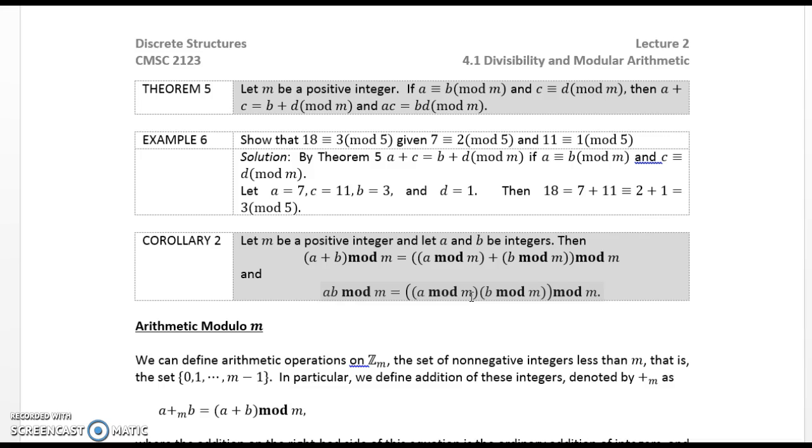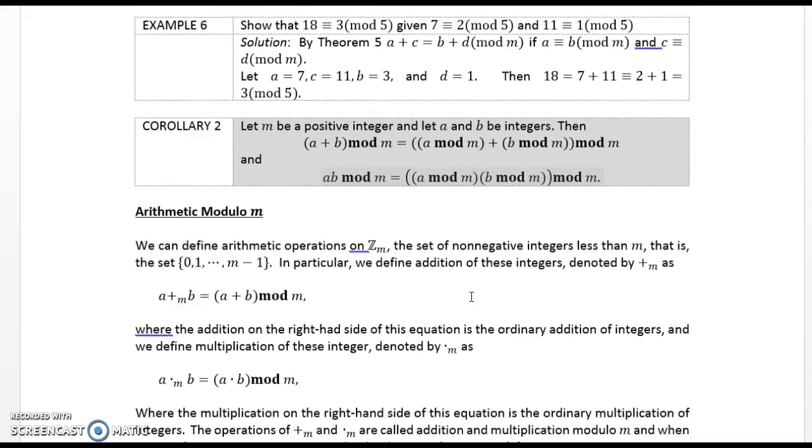Solution. By Theorem 5, a plus c is congruent to b plus d mod m if a is congruent to b mod m and c is congruent to d mod m. Let a equal 7, c equal 11, b equal 2, and d equal 1. Then 18 is equal to 7 plus 11, which is congruent to 2 plus 1, which is equal to 3 mod 5.